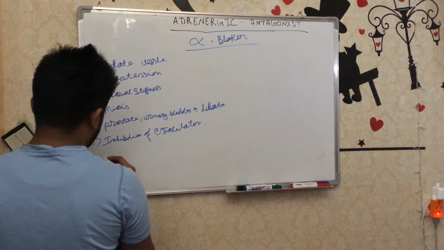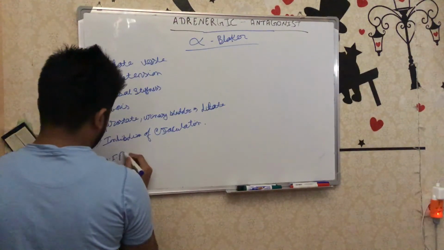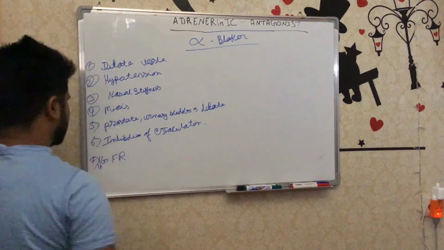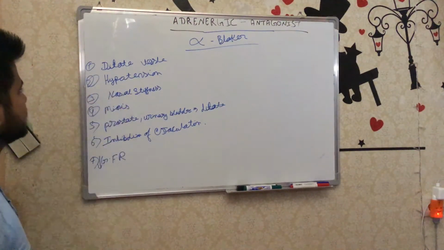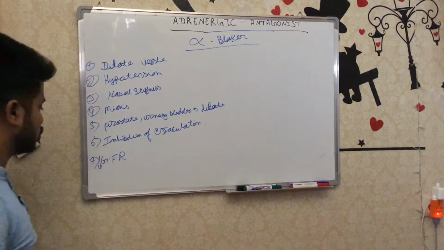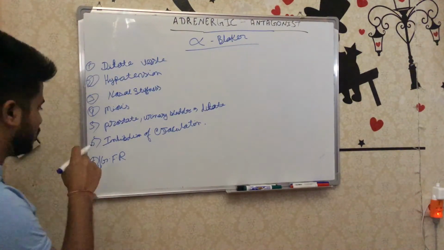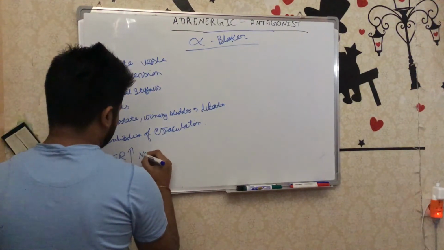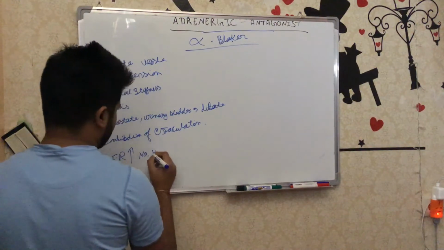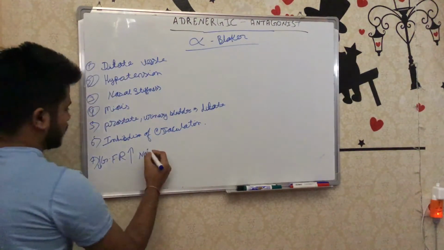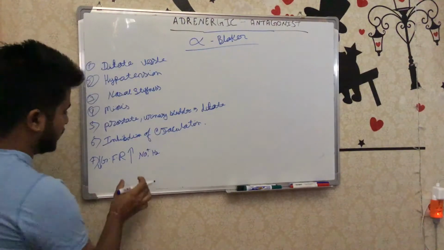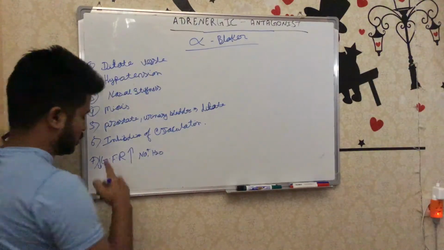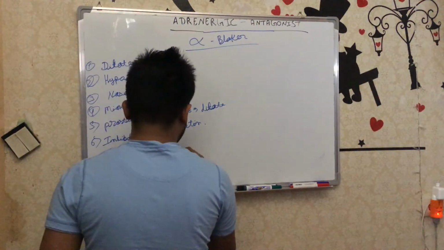Seventh, about GFR, glomerular filtration rate. GFR will decrease. Why? Because it depends on the cardiac output, and as we said there is hypotension due to the dilatation of the vessels. So GFR decreases. But due to the decreased GFR, the retention of sodium and water increases, so the blood volume increases.